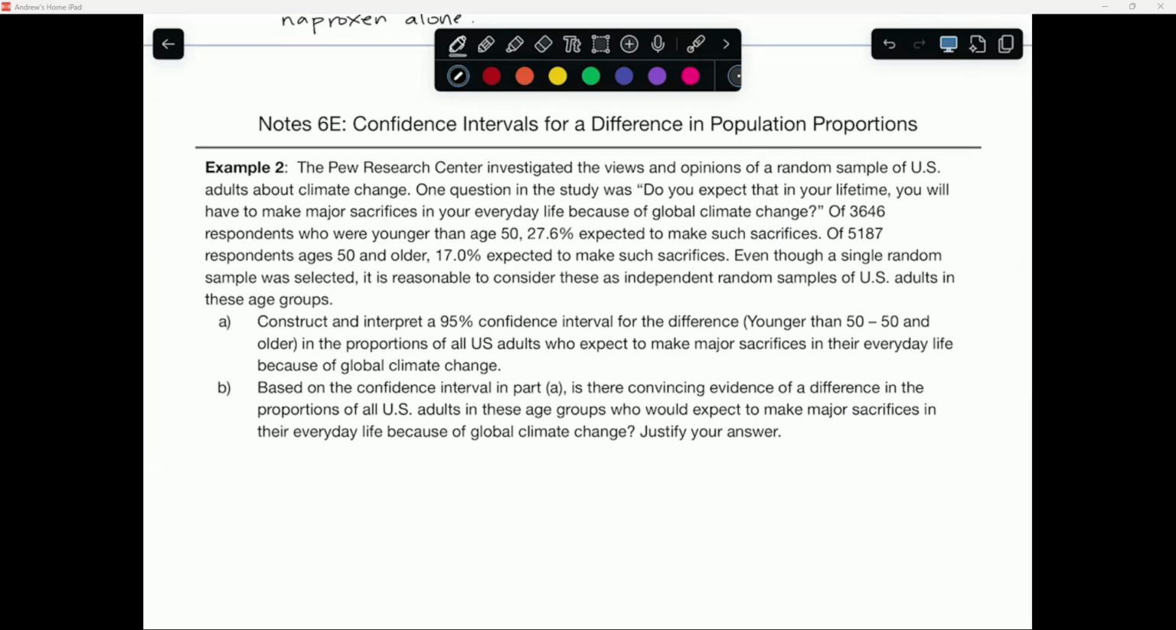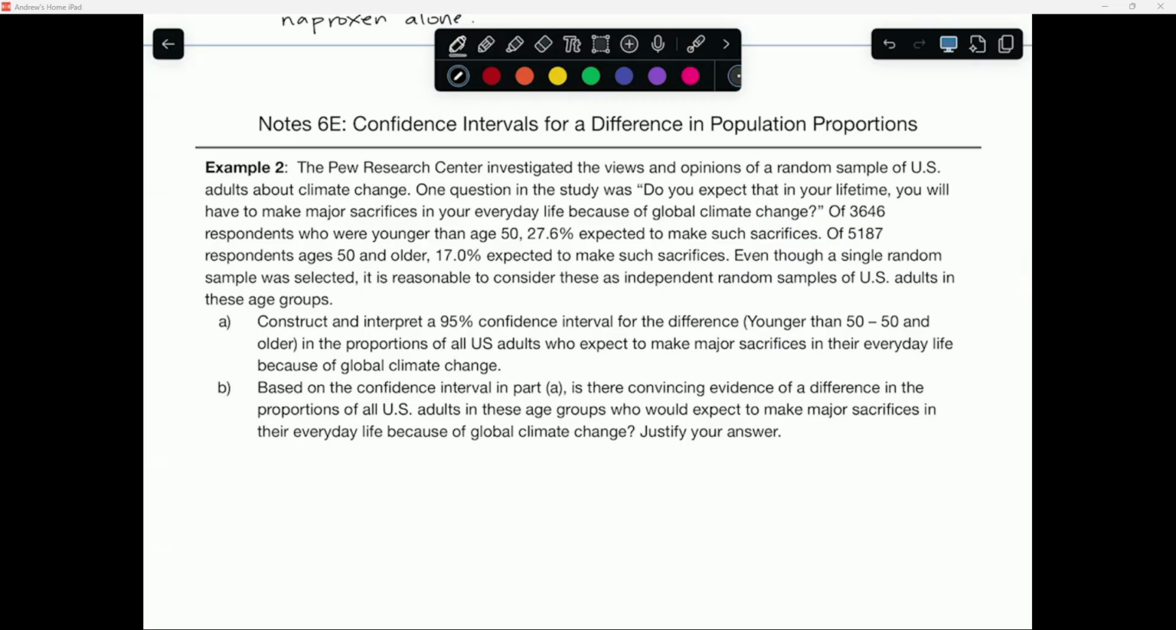It says the Pew Research Center investigated the views and opinions of a random sample of U.S. adults about climate change. One question in the study was, do you expect that in your lifetime you will have to make major sacrifices in your everyday life because of global climate change? Of 3,646 respondents who were younger than 50, 27.6% expected to make such sacrifices. Of 5,187 respondents 50 or older, 17% expected to make such sacrifices. Even though a single random sample was selected, it is reasonable to consider these as independent random samples of U.S. adults in these age groups.